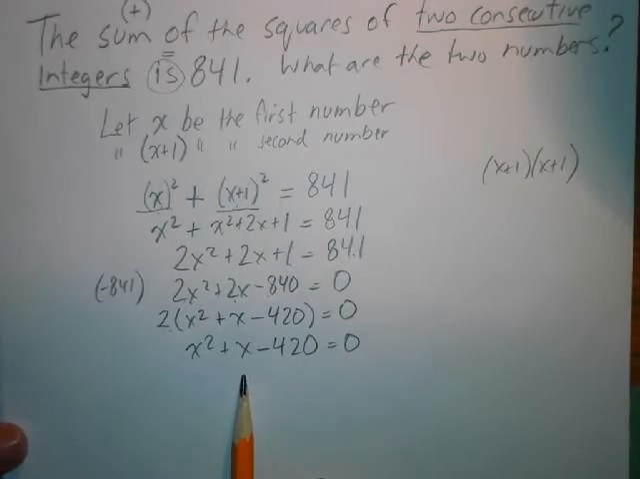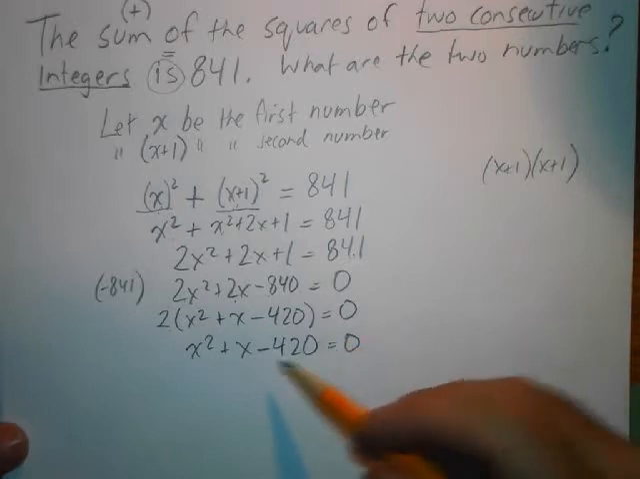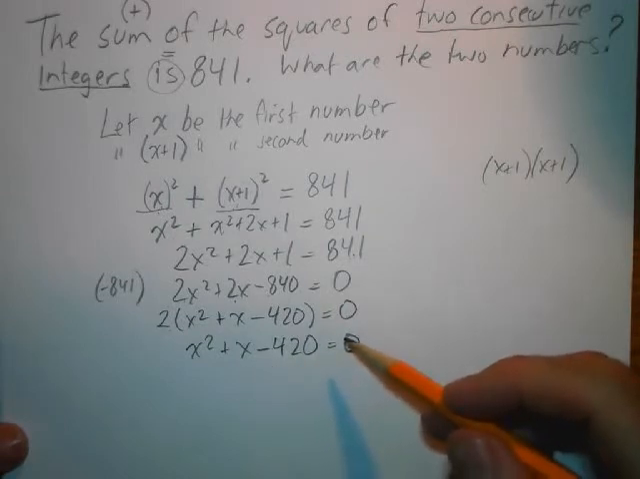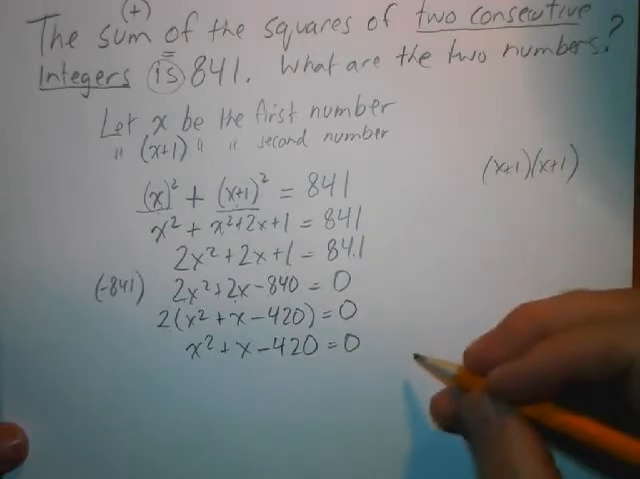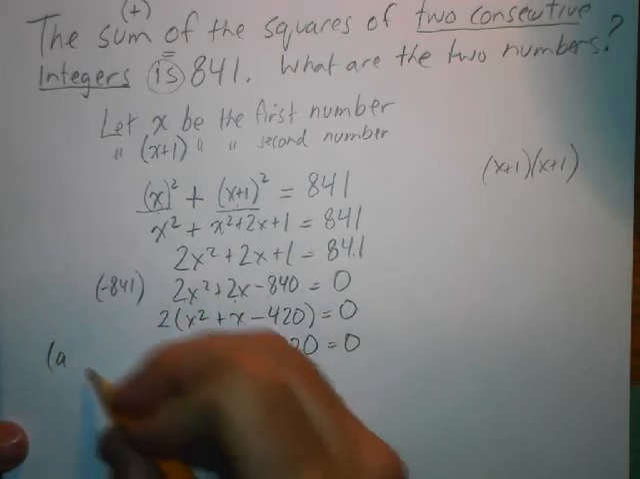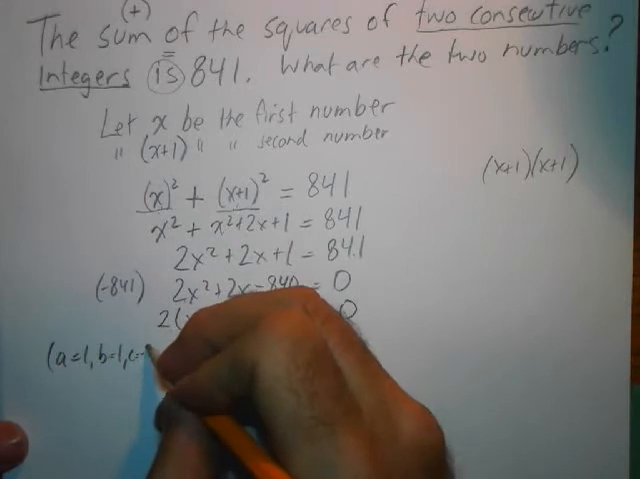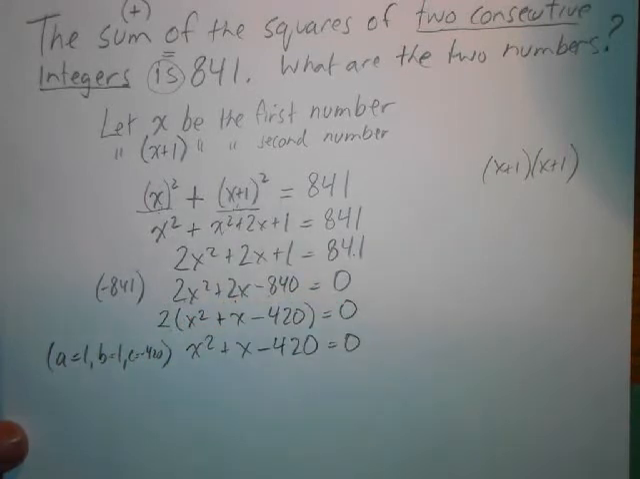We're not going to, I won't do it this time, but I'm just saying, a lot of times it's not factorable. So it might be more efficient use of time to use the quadratic formula. So at this point, I'm going to go straight to the quadratic formula. I'm going to just repeat: a is 1, b is 1, and c is negative 420, and go to the quadratic formula.